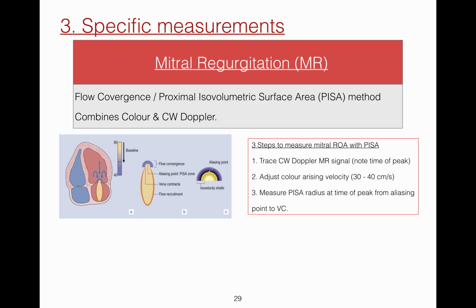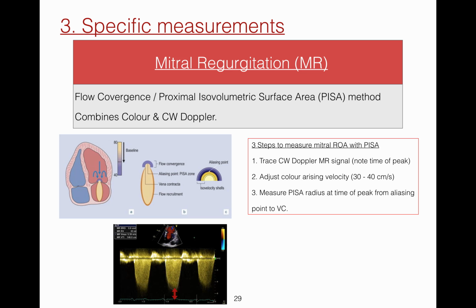Ultimately, there are three important steps needed to make this measurement of mitral regurgitation. Firstly, sample the mitral regurgitant jet with CW Doppler and trace the MR signal at a high sweep speed, making note of the time in the cardiac cycle that the signal is at its peak.